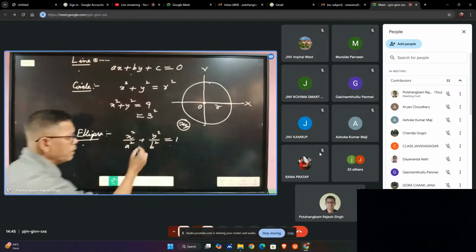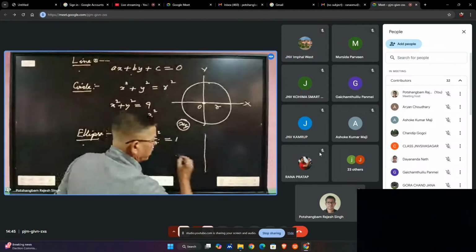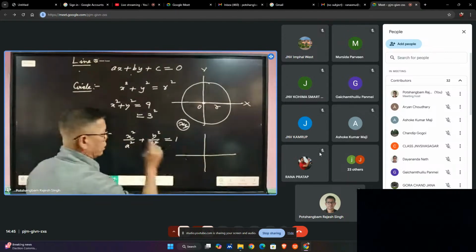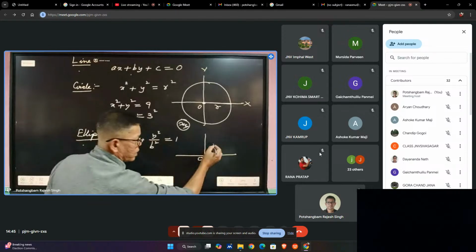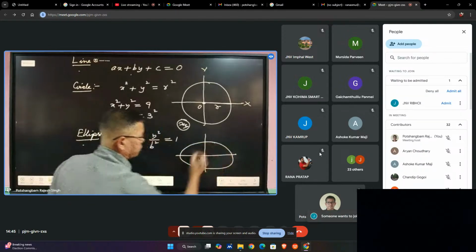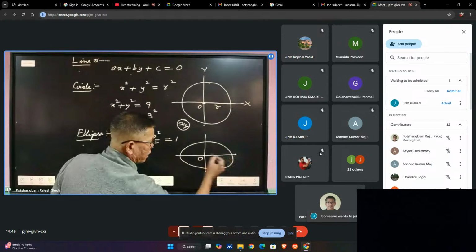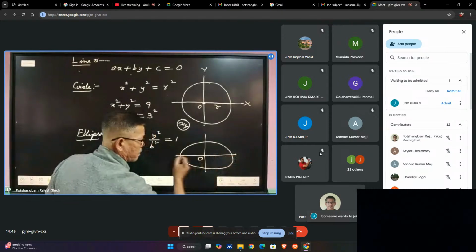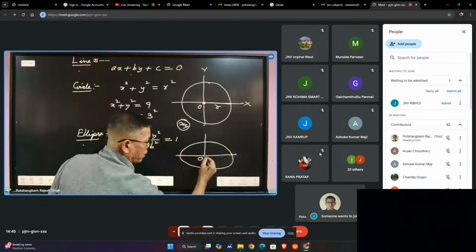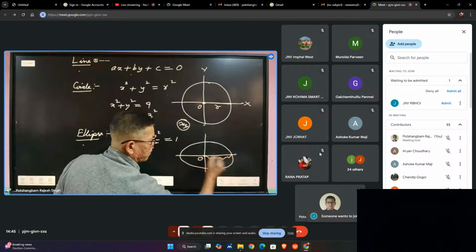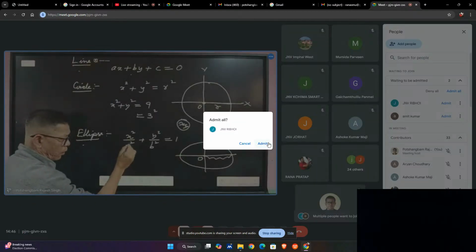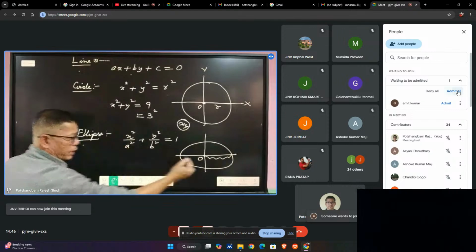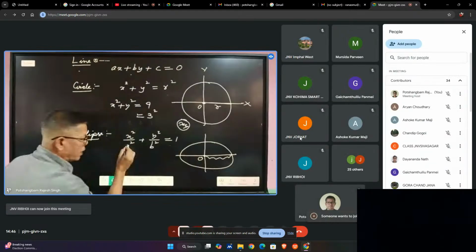So let me draw a diagram of this ellipse. This ellipse is at the origin, and the ellipse is oval in shape. This is called the major axis, and this part is called the minor axis. The length of the semi-major axis will be this, a.